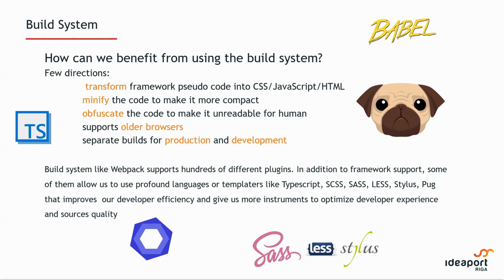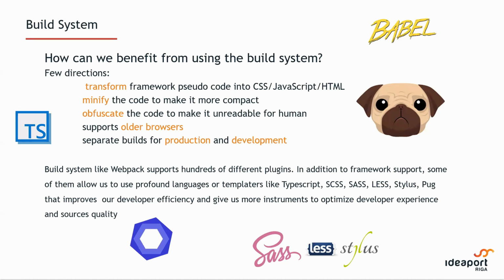Of course, if you want to keep separate production and development builds, which is almost always the case, because for production you want the code to be minified. You don't want any libraries that help you do the development. Probably you don't need the source map, which lets you debug the application, so it makes the bundle smaller.